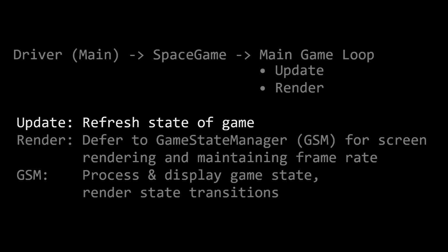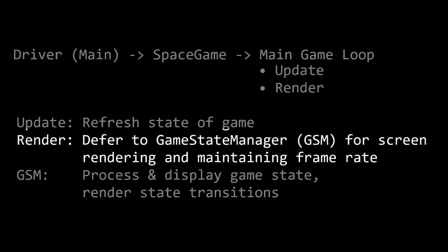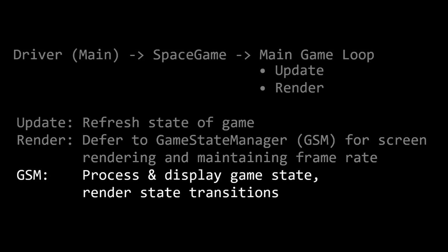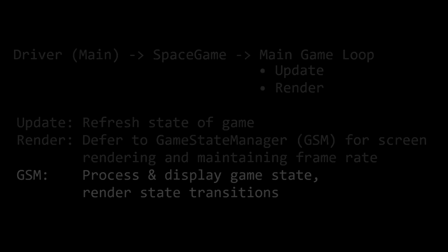The render method defers to what we call the Game State Manager, or GSM, which is responsible for processing and displaying whichever game mode is currently being played. The GSM also handles stage transitions, such as when a player leaves the main menu and opens the game. Each game state extends the abstract Game State class, which includes methods for initialization, input handling, updating, and rendering.